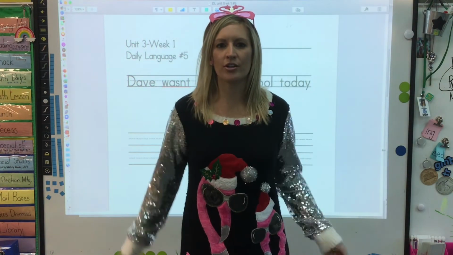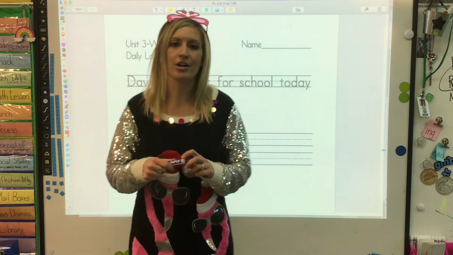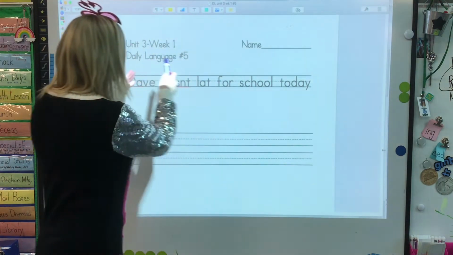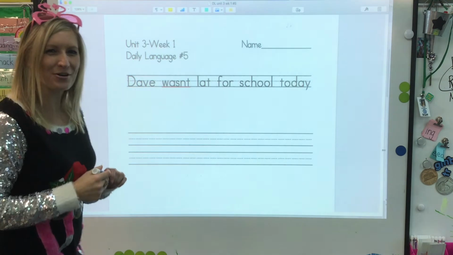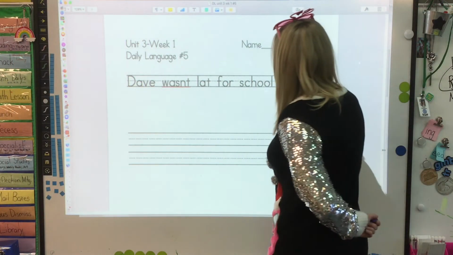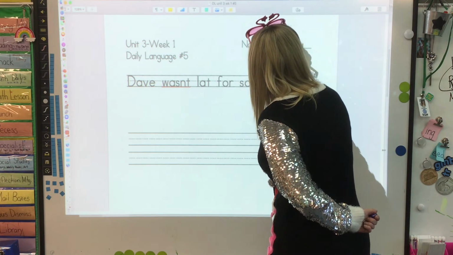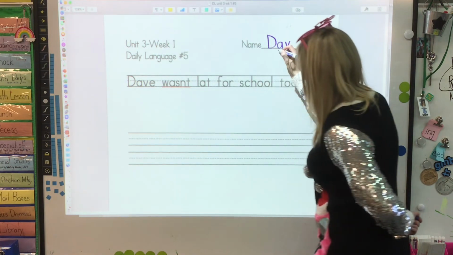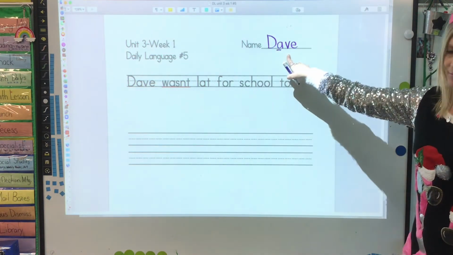All right, boys and girls, let's apply what we've learned about contractions. Remember, a contraction is a shorter way to say a sentence. Let's look at Unit 3, Week 1, Daily Language, sentence number 5. Name at the tip top. First thing, I'm going to write the name Dave. That's in our sentence. Now, Dave has a long A where we have this magic E to say its name.